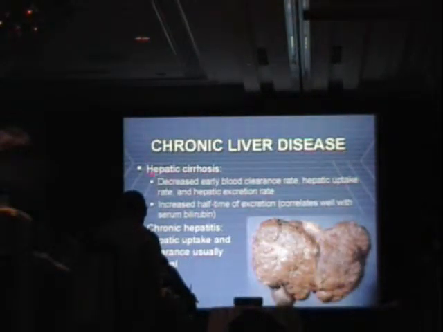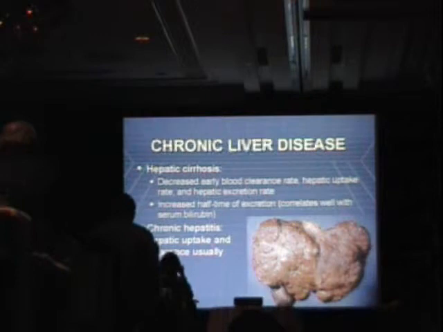Hepatic cirrhosis shows a decreased early blood clearance rate. Hepatic uptake is decreased, and hepatic excretion also decreased. You also may see some inhomogeneity in uptake in the hepatic phase of the study. With chronic hepatitis, usually the hepatic uptake and clearance are fairly normal looking.